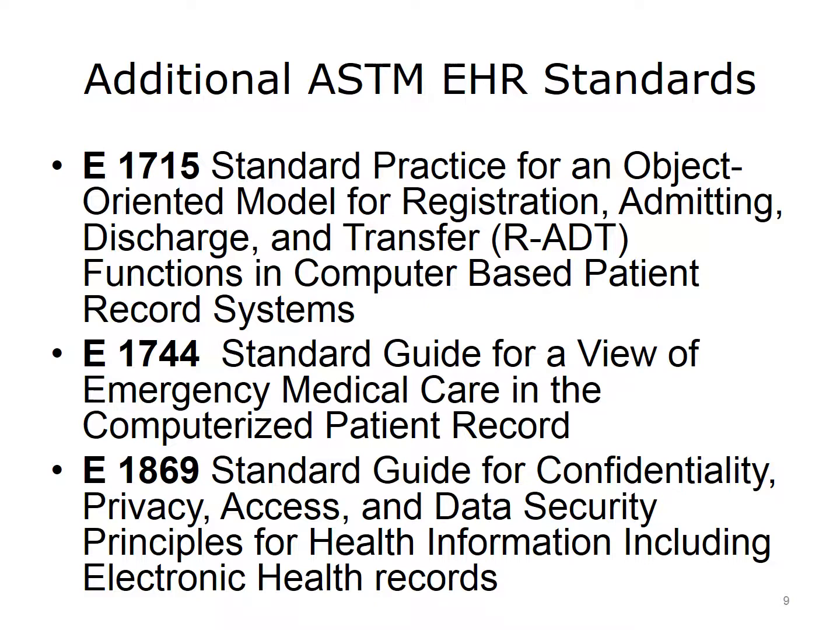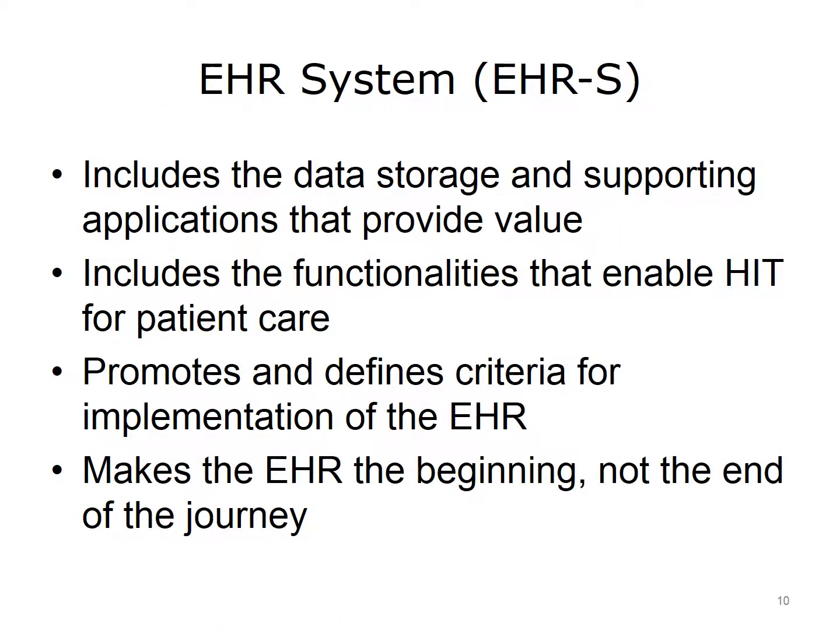E1869 is a standard guide for confidentiality, privacy, access, and data security principles for health information, including electronic health records, and is one of the newer standards. It defines standards for securing EHRs. The EHR generally refers to just the storage of the data and maybe a few related functions associated with collecting and presenting the data. The EHR system expands to include all functions related to the EHR.